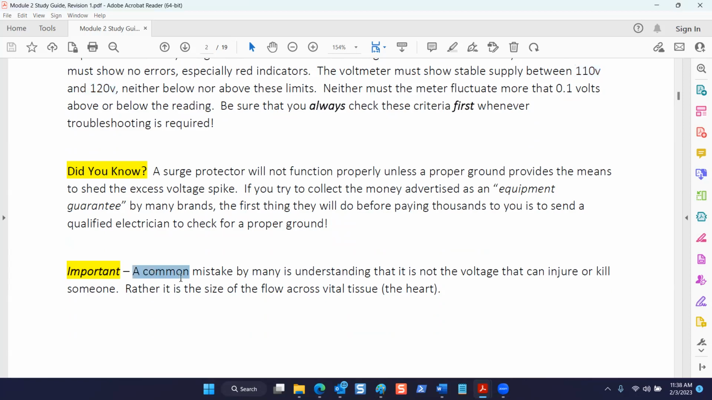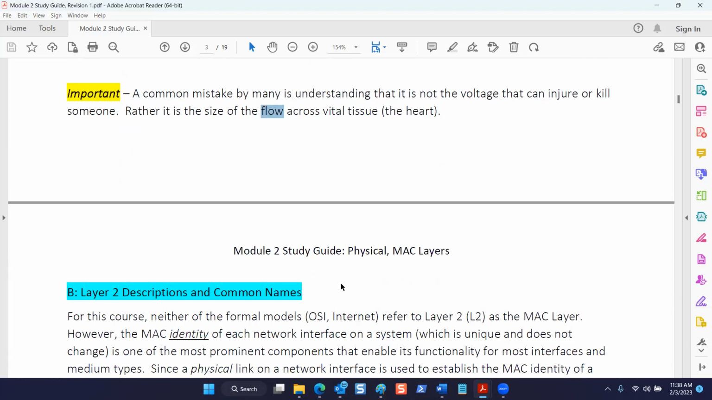This is important. A common mistake by many is understanding that it's not the voltage that can injure or kill, but it's the size of the flow, the amps, across the vital tissue, the heart. So I'm just going to say that again. I should probably put that in red, huh? Since I've been here in August of 2016 and I arrived in the territory on island, I have read in the newspaper about 2 electrocutions where 2 of our citizens died. And they died because they didn't think the electric there could bite. It didn't seem like a risk.